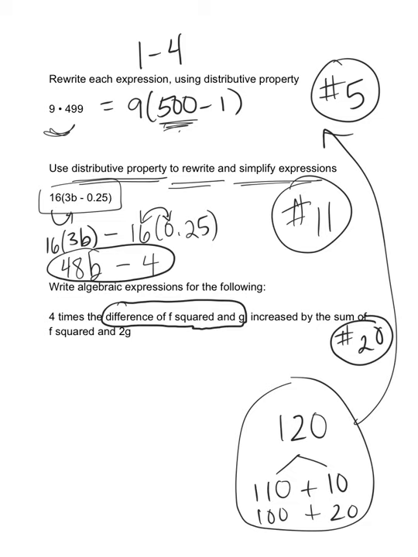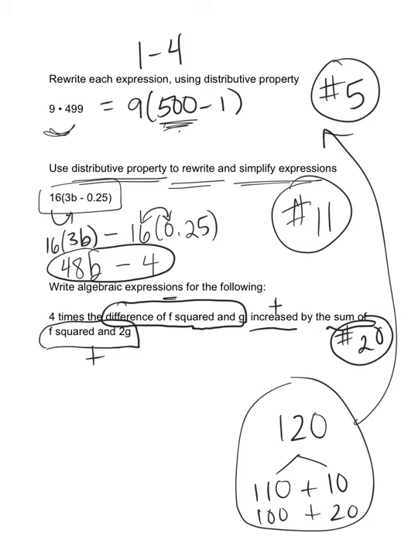Increase by. What math operation is increase? Add. Right, so this guy is going to have a plus sign. What am I increasing by? What does the rest of the sentence say? F squared and 2g. It's the sum of f squared and 2g. So these two are going to be added together and these two are going to be subtracted. What is 4 being multiplied by?